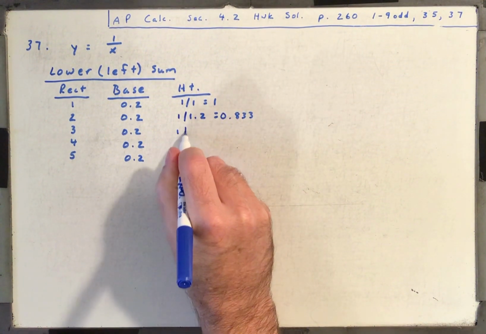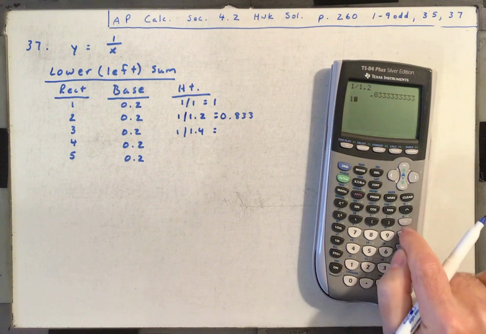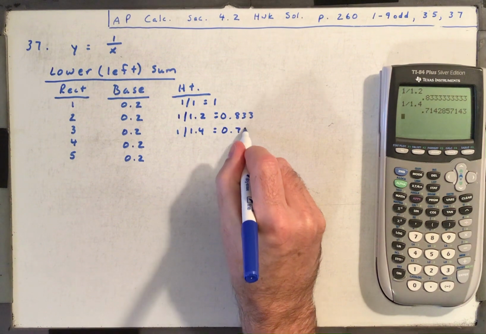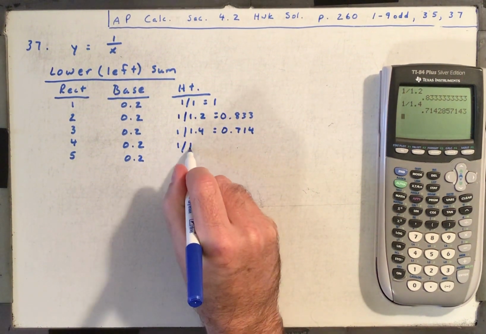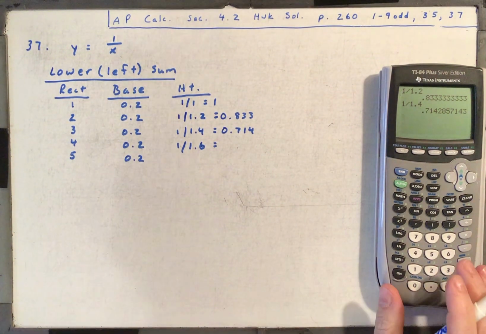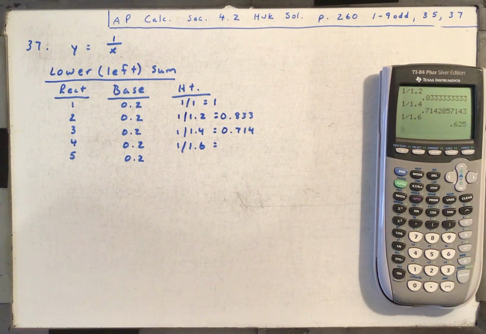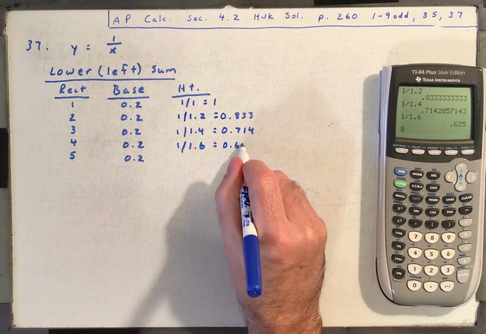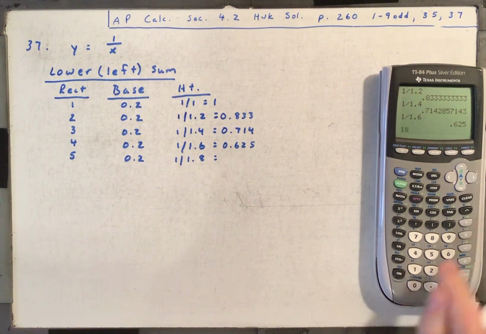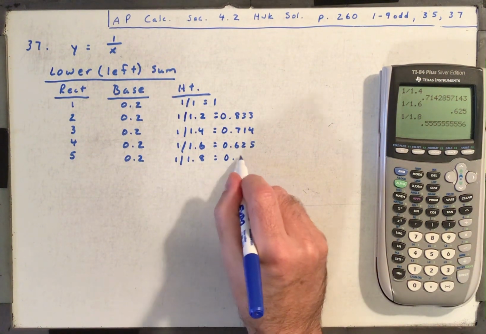and then we would have 1 over 1.4, which is 0.714, 1 over 1.6. So we're just getting the y values of the left sides of these. And that is 0.625. And finally, 1 over 1.8, which is 0.556 is what we'll round that to.